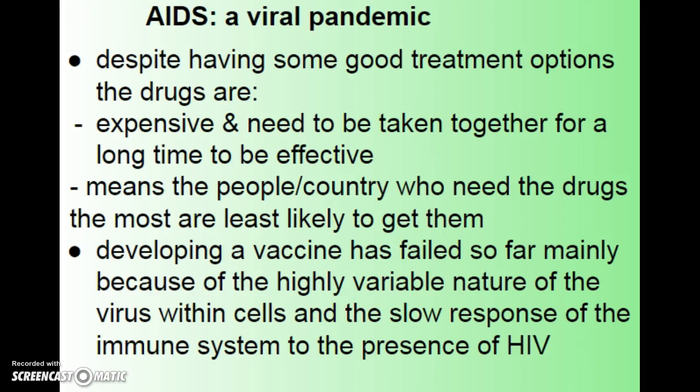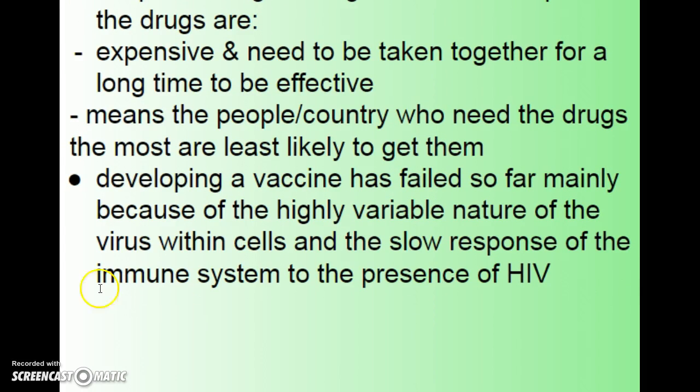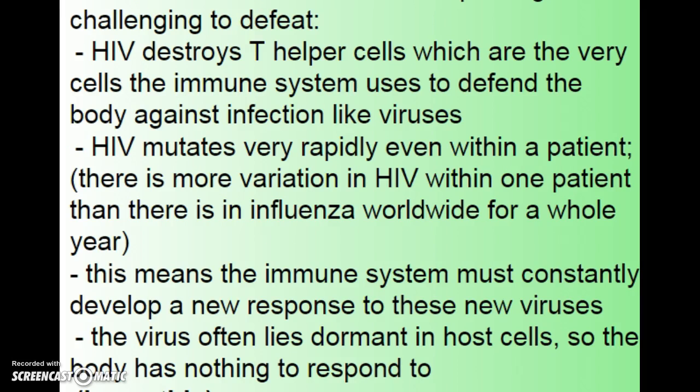Despite having some good treatment options, the drugs are very expensive. They need to be taken together for a long time to be effective. And so this means the people in countries who need the drugs the most are least likely to get them, which is why we have up to a third of the adults in some African countries suffering from HIV and/or AIDS. And developing a vaccine has failed so far mainly because of the highly variable nature of the virus. Again, like other viruses, it mutates often. And the immune system has a very slow response to the presence of HIV. So by the time you're diagnosed as carrying the HIV virus, it may be further along than what we can deal with.